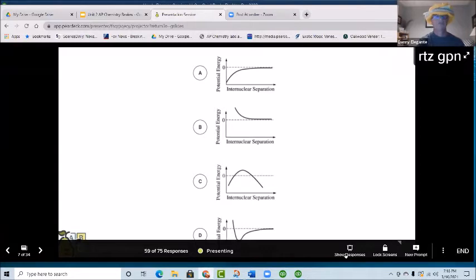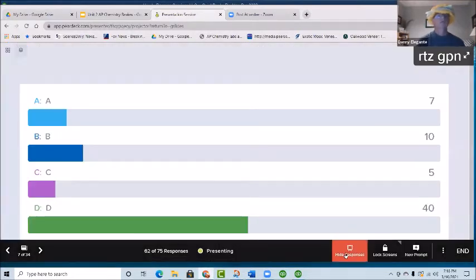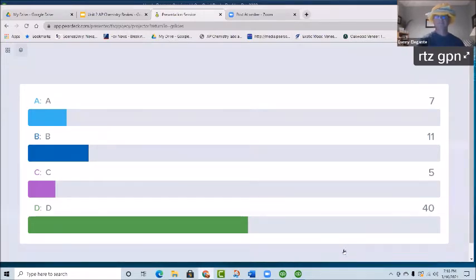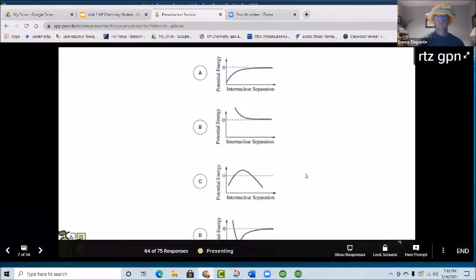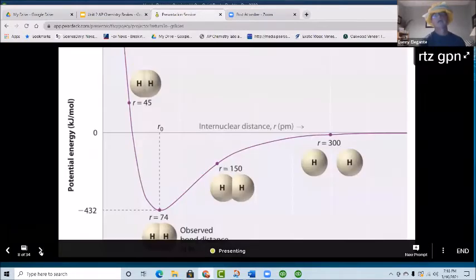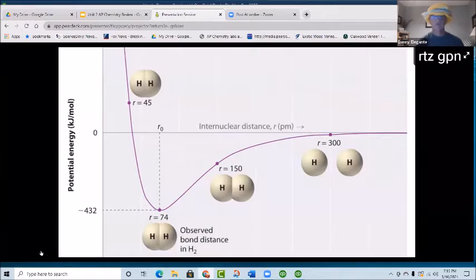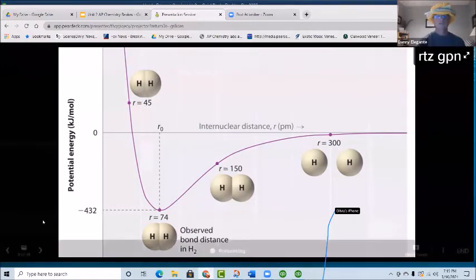All right, so let's see what y'all think for an answer so far. Okay, I'm getting a lot of D's, some A's and B's and C's. Okay, so this is actually from the AP exam. So let's look at what this, it's called a Morse diagram, but let's look at a Morse diagram for what's happening. At the far right-hand side of the graph, when two atoms are really far apart, there's not as great a force of attraction because they're really far apart, right?